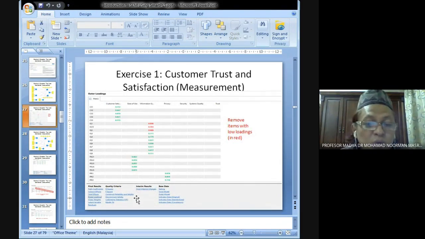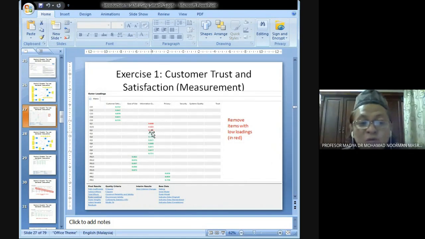You go to these outer loadings, and you have to remove this low item. When you remove, the best way is to remove one by one. So you remove one and then you run. You remove the other one, you run. When you remove this item, it is expected that the score of the CR will increase.